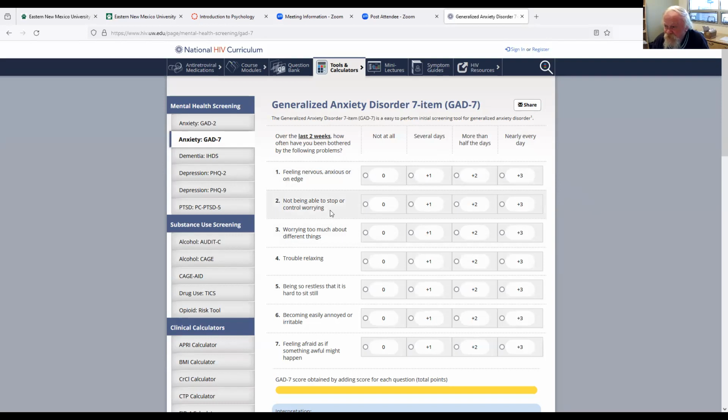Not being able to stop or control worrying. Okay. And then you make some rating on that. Worrying too much about different things. And here is the rating scale here.